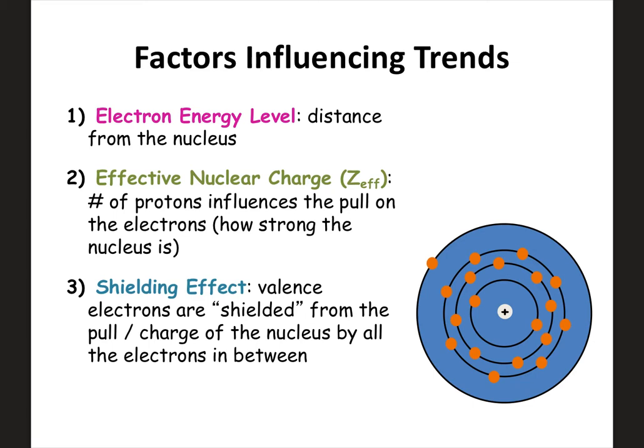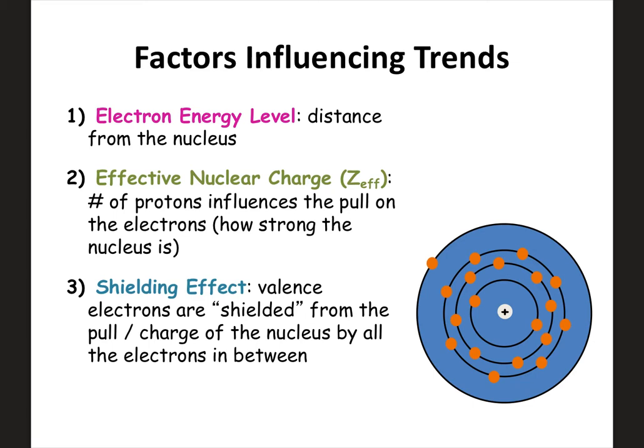And we said that there are 3 factors here that primarily influence what's going on with these trends. But one thing I want to point out is in honors, we might have just called it nuclear charge, but in AP, we really want to get used to calling it the effective nuclear charge. And you might see it listed as Z-eff, which is the same thing as saying effective nuclear charge. So you have to get used to using the proper vocab here. You cannot just say the nuclear charge, you have to say the effective nuclear charge.